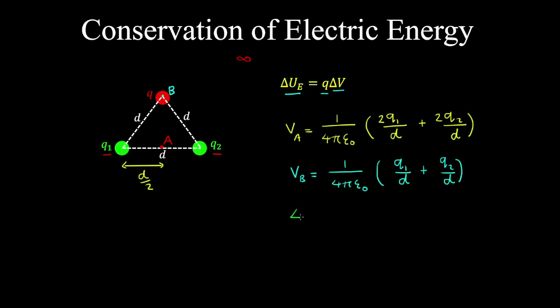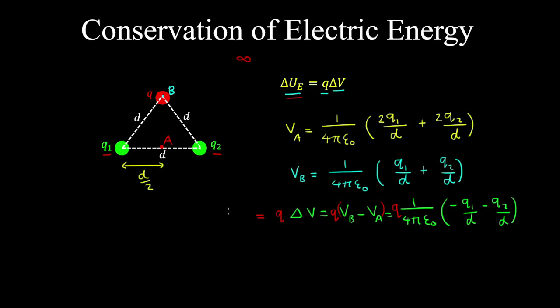So therefore delta V is the potential at B minus the electric potential at A. So that will be 1 over 4 pi epsilon naught, and Q1 minus 2Q1 will give minus Q1 on D, and we have minus Q2 on D. And from this, we can calculate the change in electric potential energy by multiplying the change in electric potential by the test charge. So this here is the change in electric potential energy.